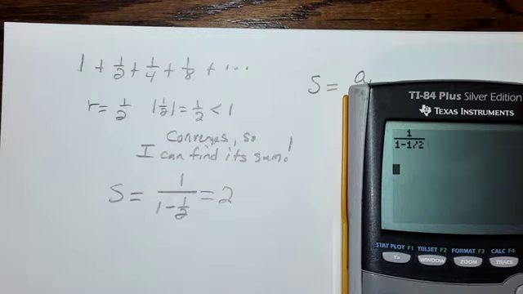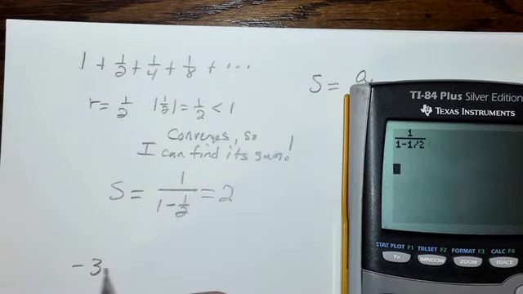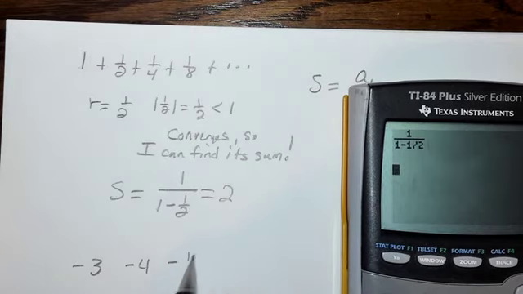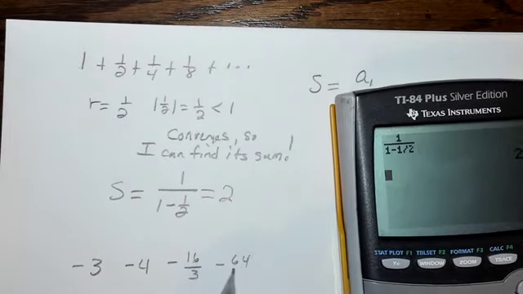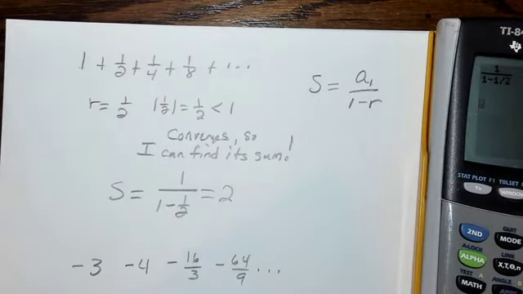Okay. One more example of that would be if I gave you something like this. -3 minus 4 minus 16 thirds minus 64 ninths, dot, dot, dot. Now notice these are all negative. So the answer is going to be negative. But again, first we find what r is. R is a term divided by the one before it. Negative 4 over negative 3, which is 4 thirds, which is 1.3 repeating.